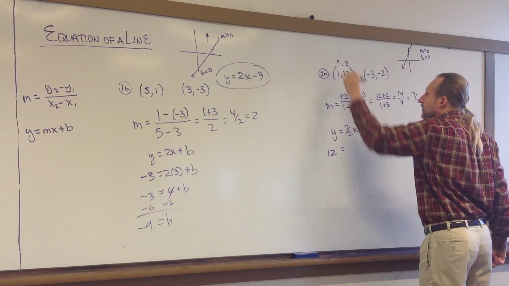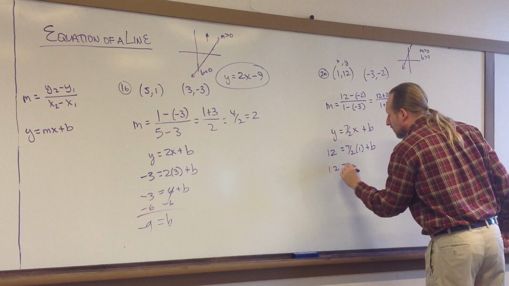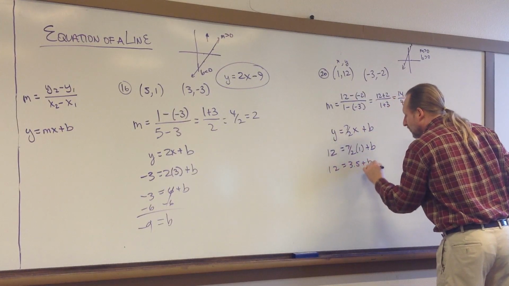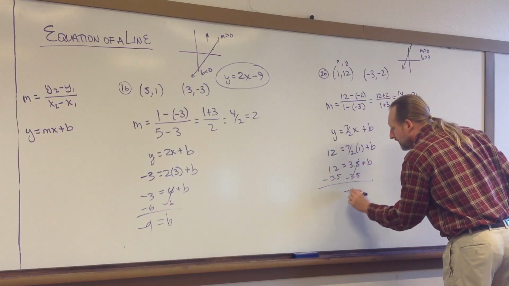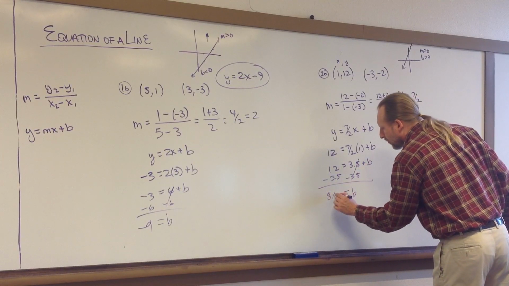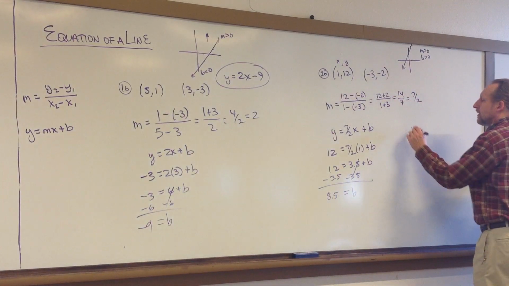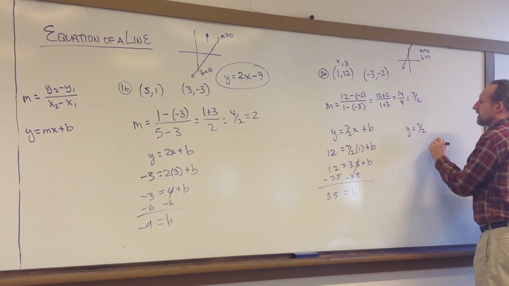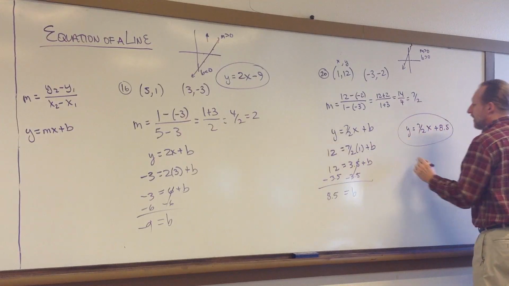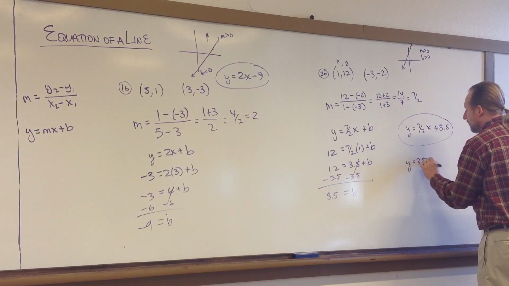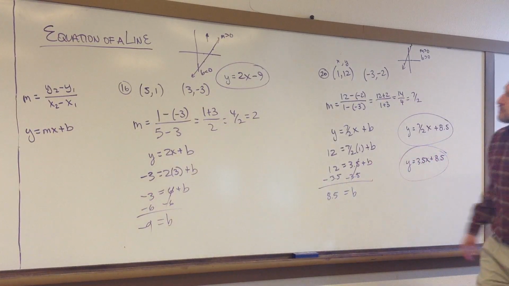Y is 12 when x is 1. So, and I'll switch to a decimal here because I'm going to subtract. So b is going to be, what, 8.5? Yeah. Okay. Again, also positive. Good. So y equals 7 halves x plus 8.5. That's fine. You could use 3.5x as well. That's fine too. They're both correct.